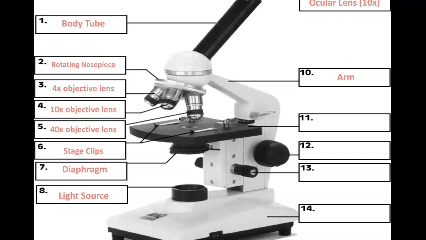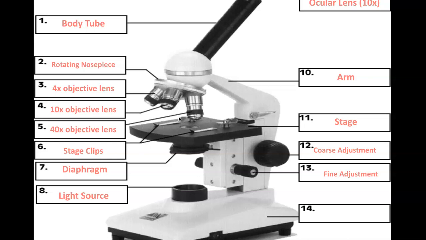The next structure that we are going to look at is the stage. The stage is the portion where you lay your slide. It has the stage clips. The stage moves up and down in order for us to focus. In order to focus, we use two adjustment knobs, the coarse adjustment knob and the fine adjustment knob.